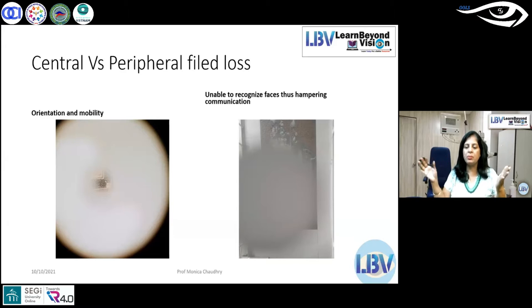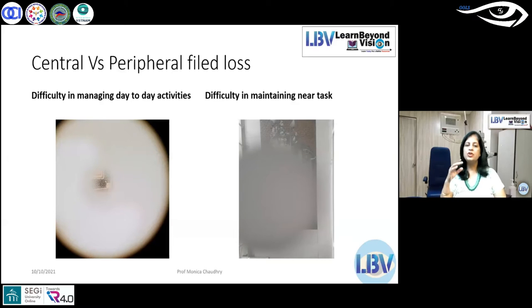So the major problem this patient is going to have is orientation and mobility issues. He's going to bump into objects. The second one, when it comes to a central field loss, he'll communicate to you that he can't see faces. He'll be tilting, like, now I can. Now when I look straight at the television, I can't see faces. So day-to-day activities are very difficult when it is a peripheral field loss.